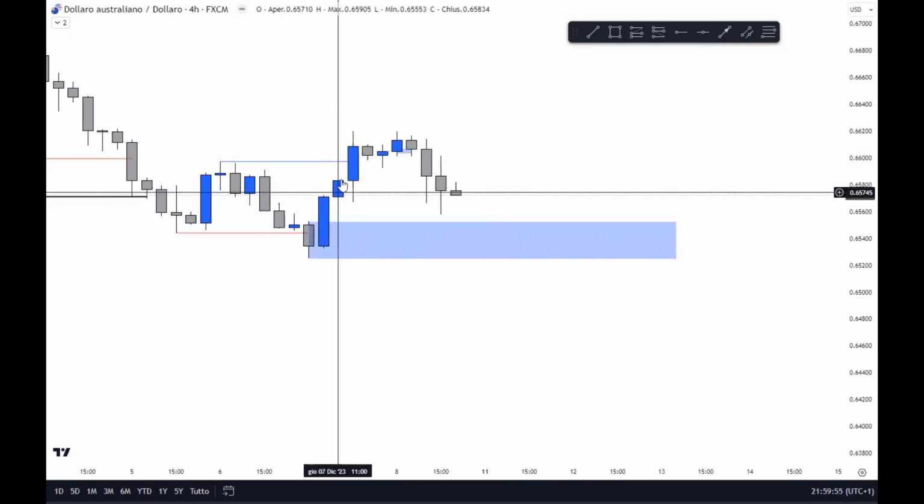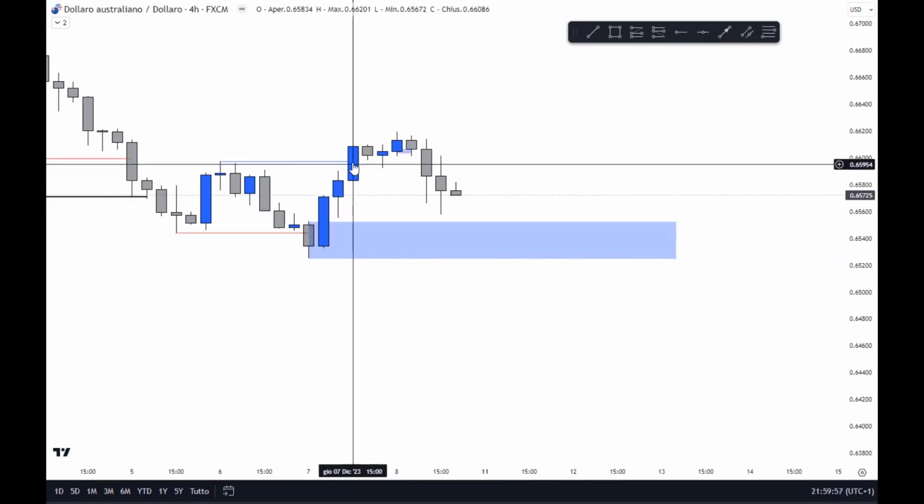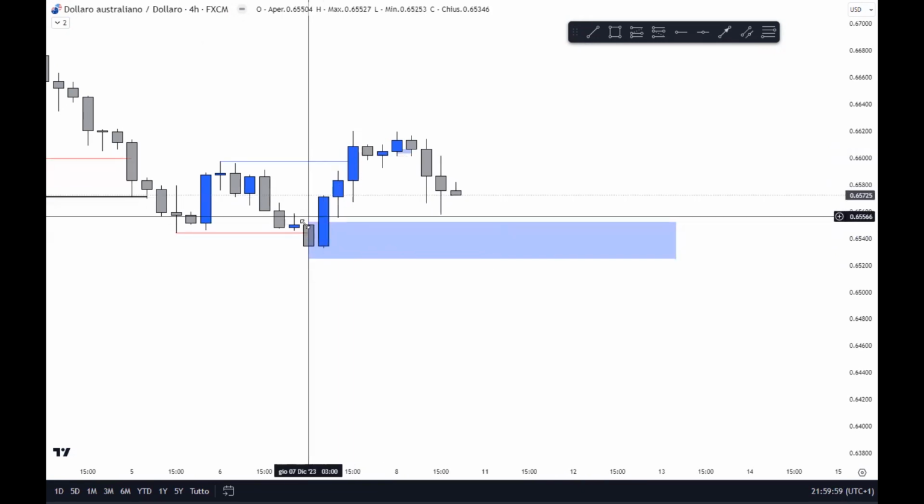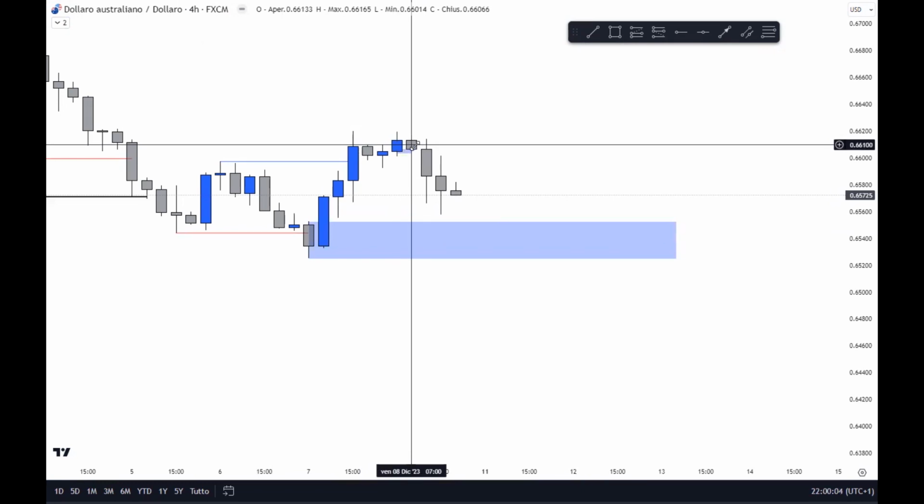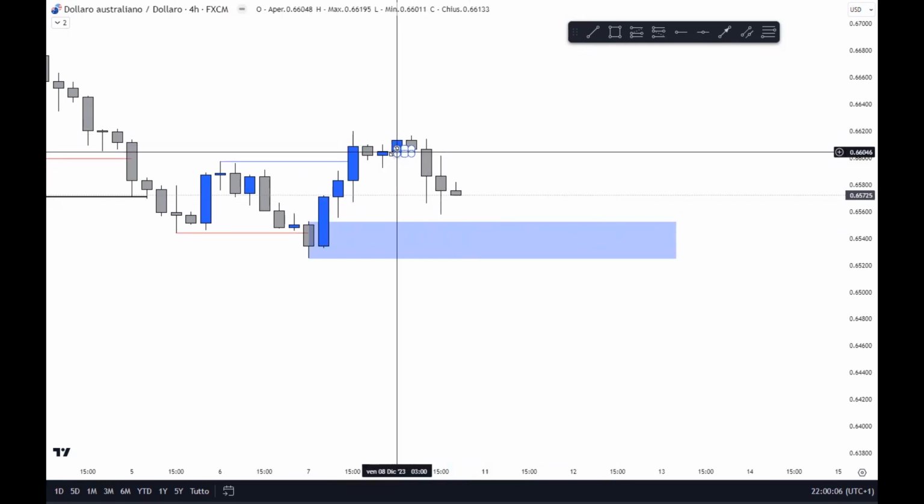Here the market is bullish, because here we have the breakout structure. What caused the breakout structure? This last sell to buy. So I was only looking for long opportunities at that time.